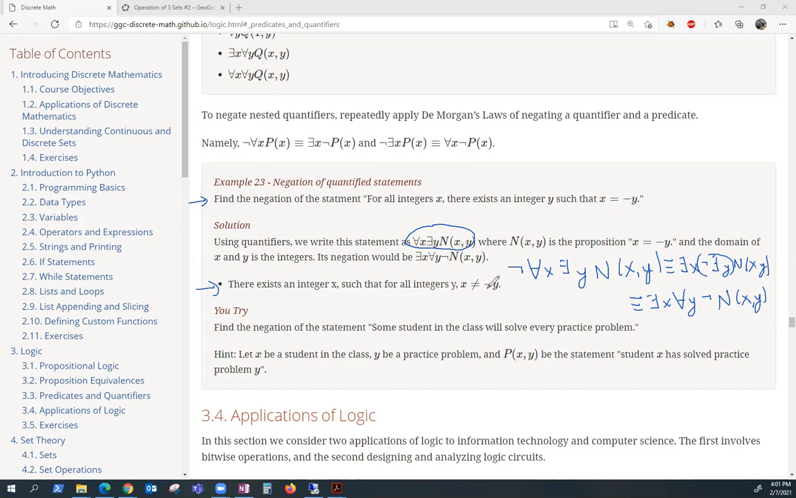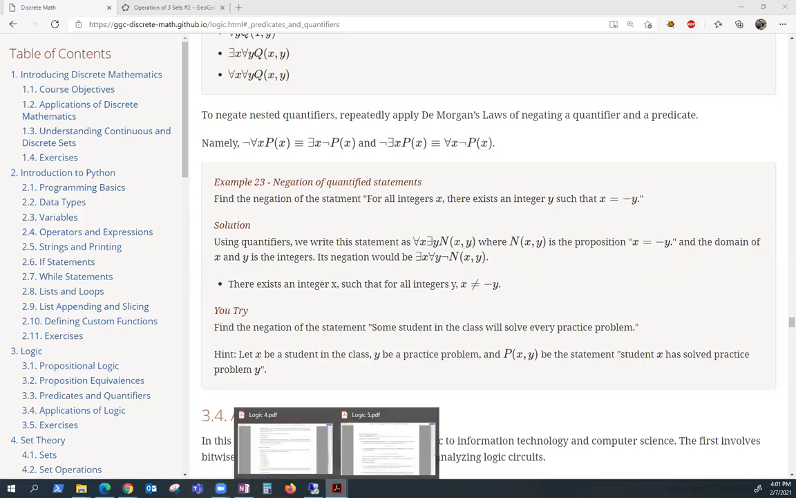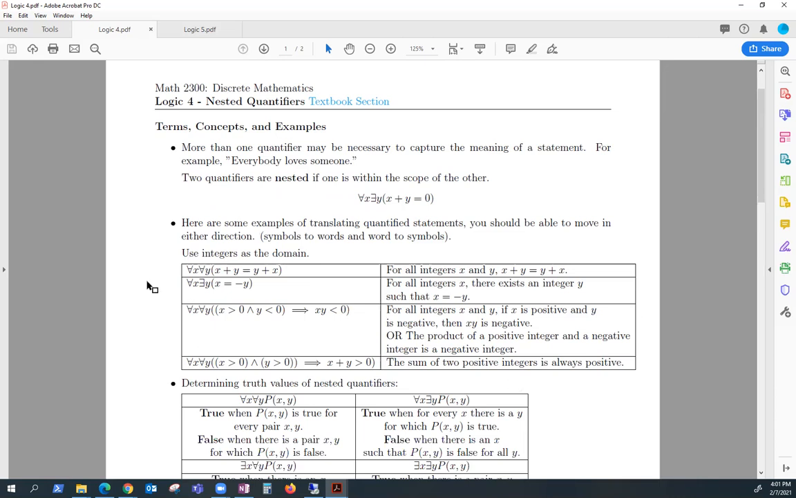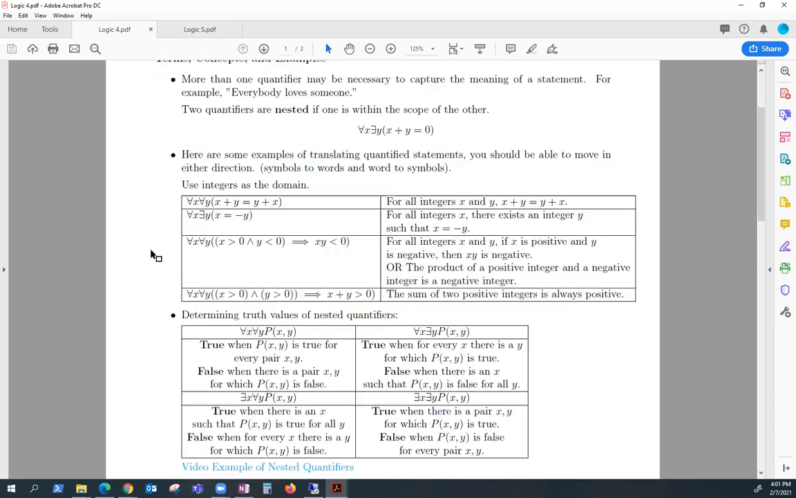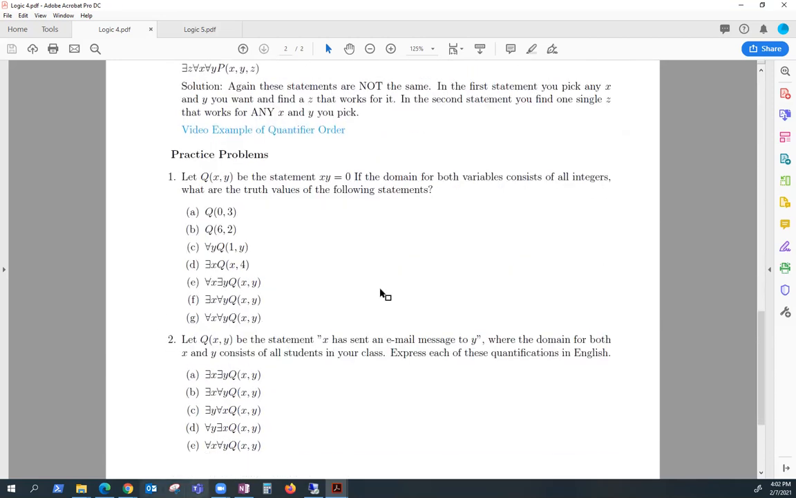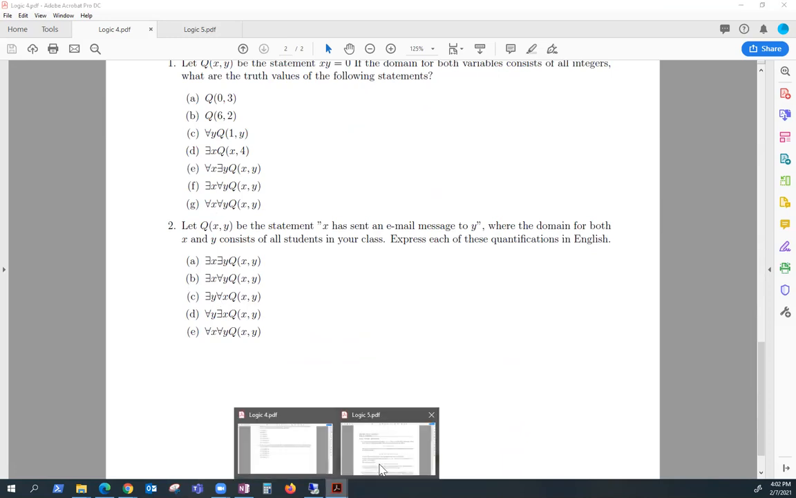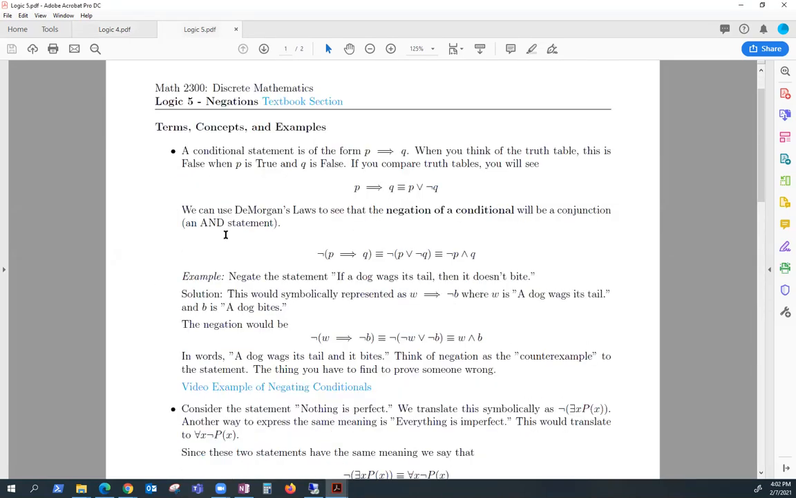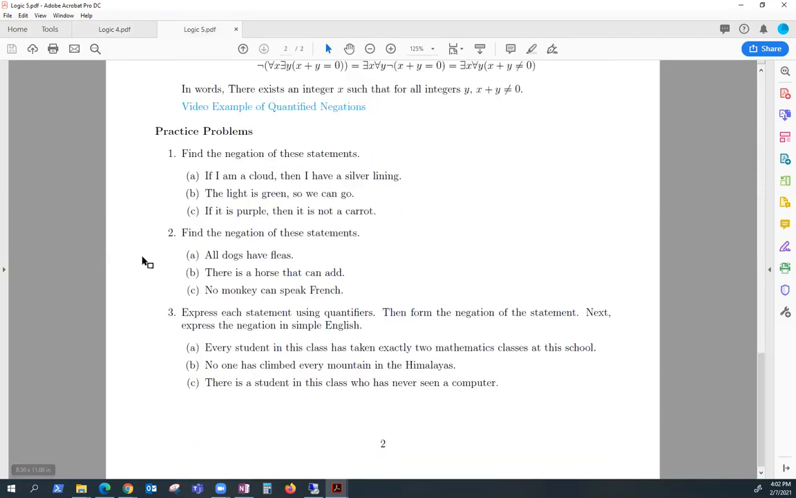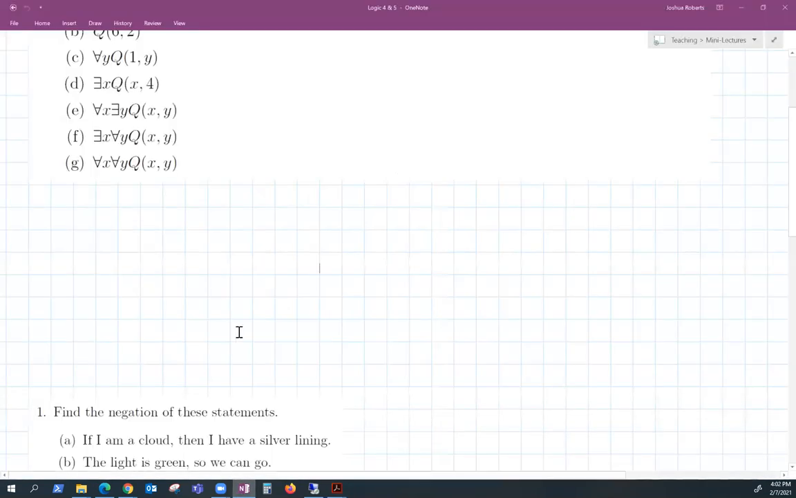So let's look at the notes. Here's a set of notes for nested quantifiers. There are lots of examples for you to read through and unpack, which is important for you to work on. Again, I have some videos for you to watch. Please do that. And then we have the practice problems, which we're going to do in just one moment. And in the one on negation, again, read through this, watch the videos, understand these examples, and then try these practice problems. Speaking of practice problems, let's do some.